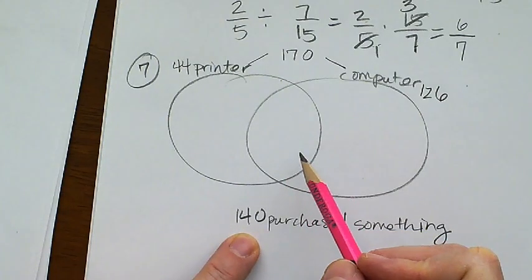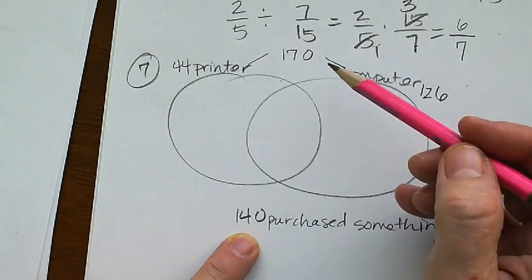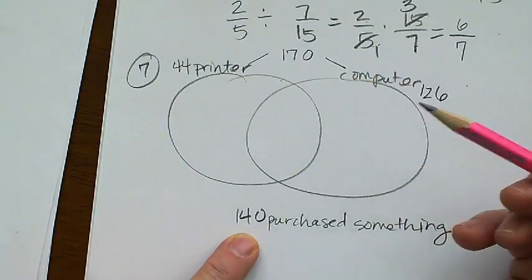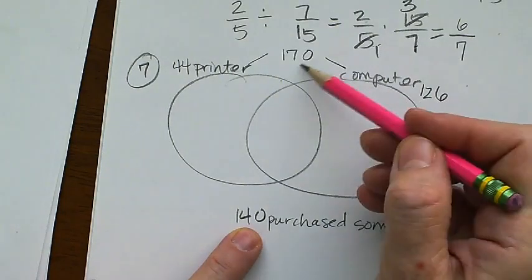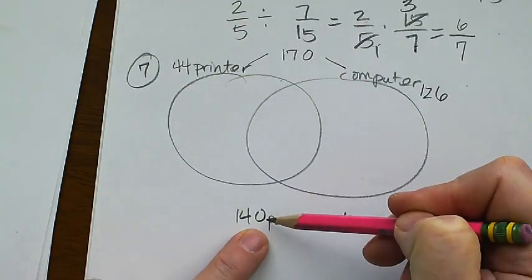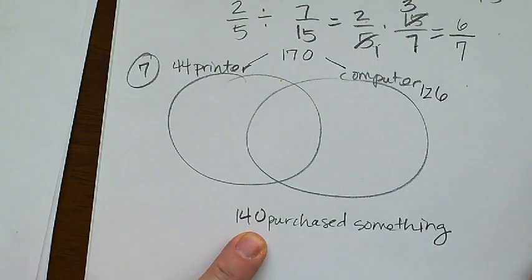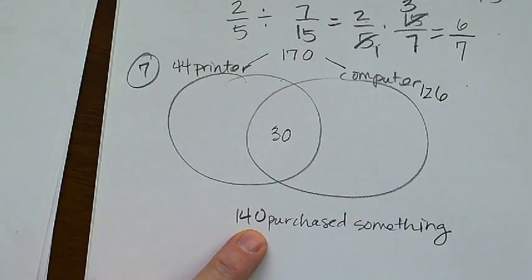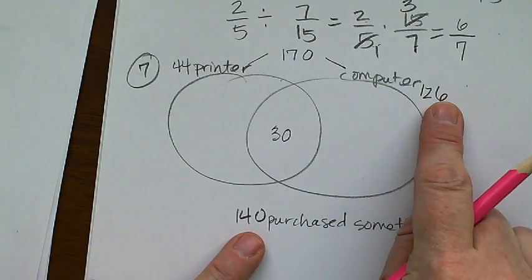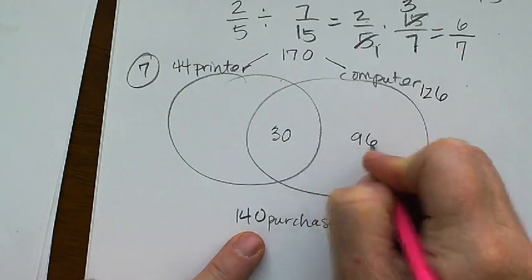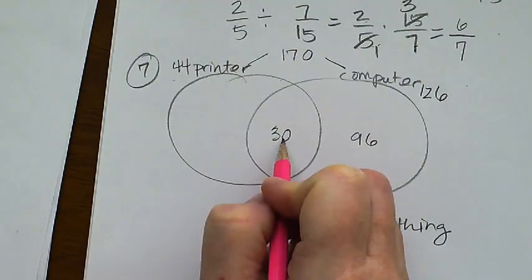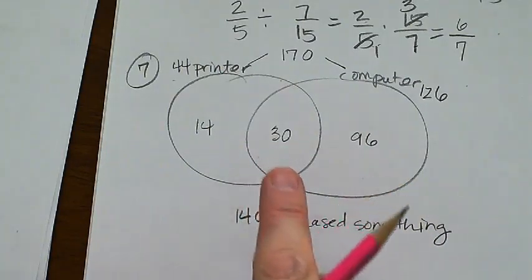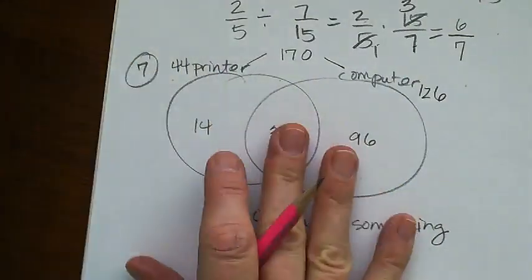So I'm going to do the people who bought the, well, what's the difference between 170 and 140? That's 30. So there's 30 people who bought both. So the overlap is 30. And then I'm just going to do 126 minus 30, which would be 96. And then 44 minus 30 would be 14. And there's my Venn diagram.